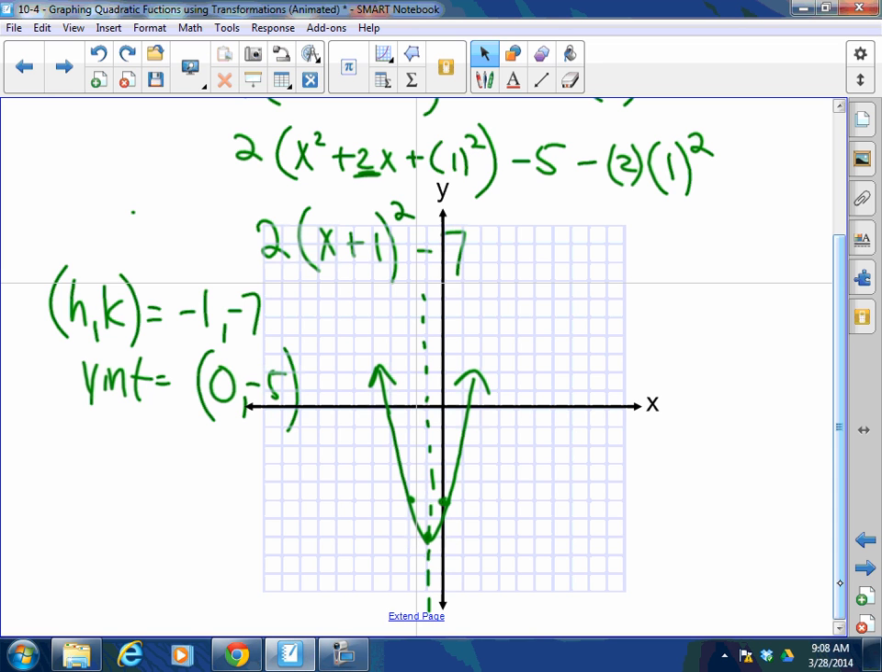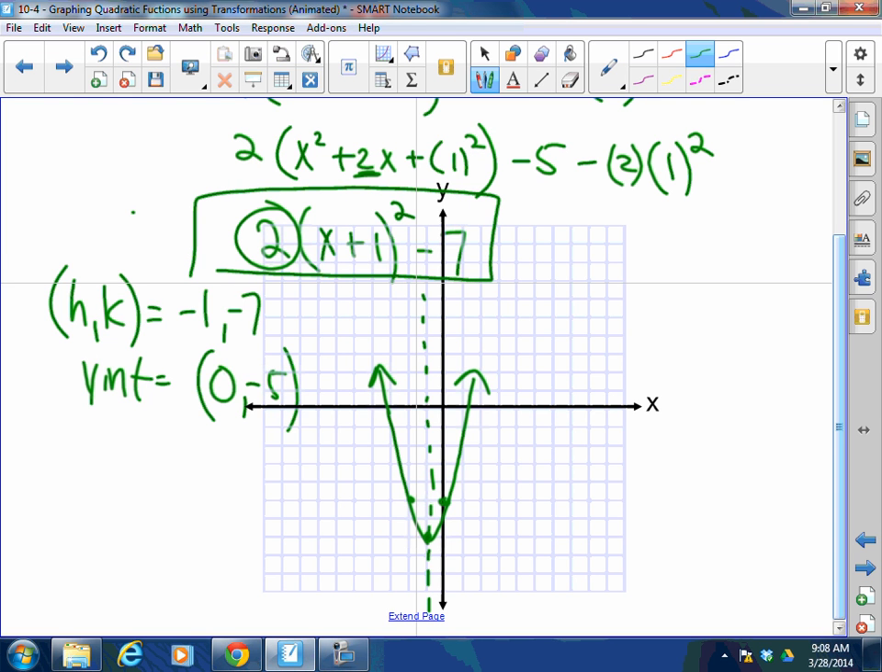Sir, I don't have to do anything with the 2. That's the beauty. Isn't this thinner already than the normal graph? Why is it thinner? Because my a is larger than 1. That's the beauty of this. You don't have to worry about the a. As long as you write the function correctly, I promise you, all of your points will adjust to that.